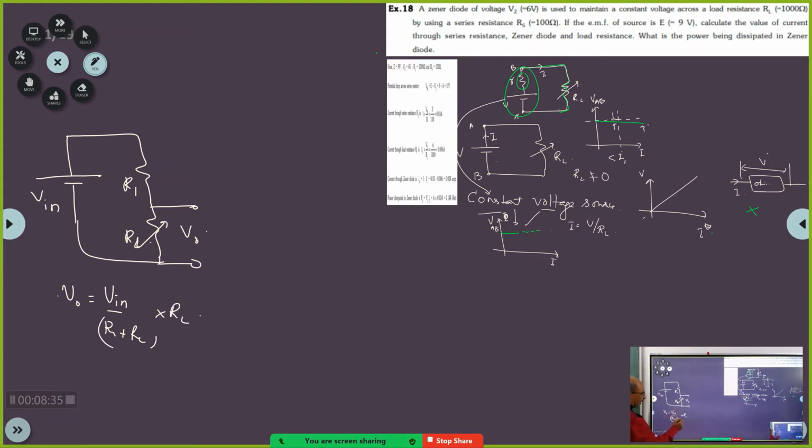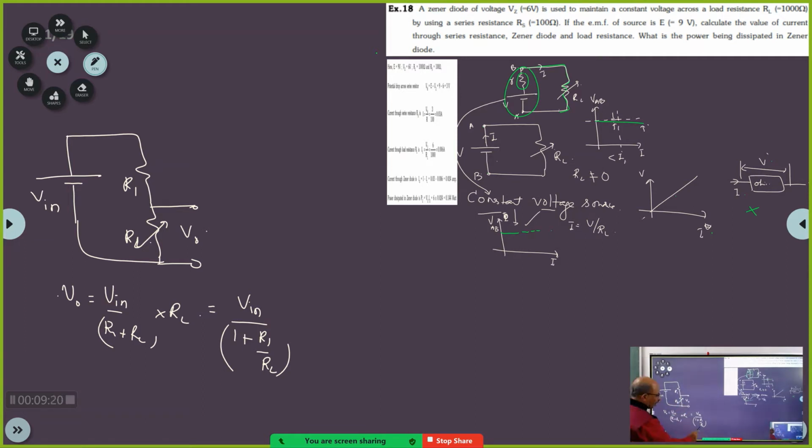Okay? So accordingly, if you see this graph, we are going to get V0 as Vin divided by 1 plus R1 by RL. Hello, are you with me? I have just taken RL common and I have written this. Yes, sir. Now you see, if R1 by RL is very, very small, then for all practical purposes, V0 will be equal to Vin. Clear?